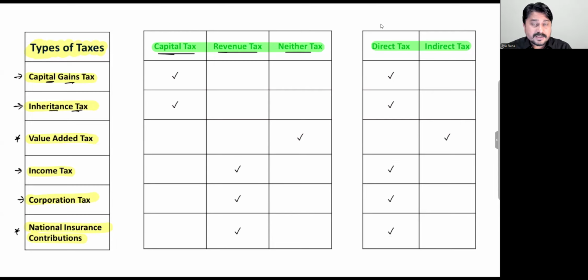We shall be practicing more and more questions, and things would be more clear when we attempt the questions, right? Don't worry at all. Here we just broke down all of these types of taxes into capital, revenue or neither, plus direct tax or indirect tax.